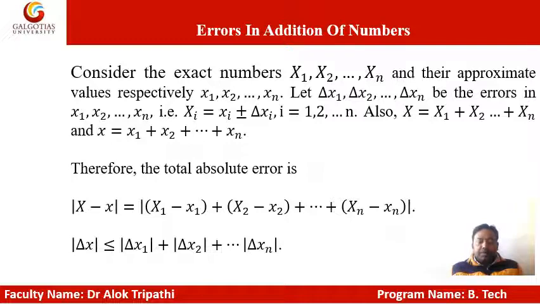So this quantity will be less than or equal to mod of delta x1, this is the error in the first number small x1, then delta x2, and so on up to mod of delta xn.